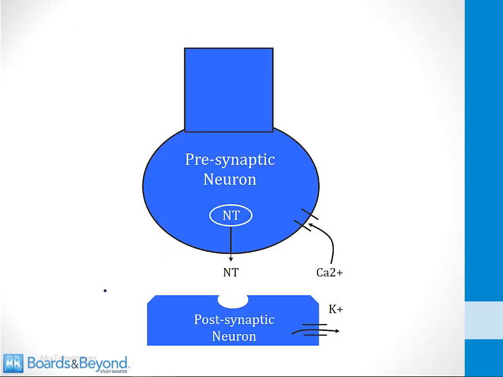Here's my own drawing of a synapse in the nervous system. We have a presynaptic neuron and a postsynaptic neuron. In order for a neurotransmitter to be released and a signal to be transmitted, calcium has to enter the presynaptic neuron. In addition, the postsynaptic neuron is polarized because potassium is leaving through potassium channels. So what happens when opioid receptors are activated is that calcium entry into the presynaptic neuron is inhibited. This leads to less neurotransmitter release.